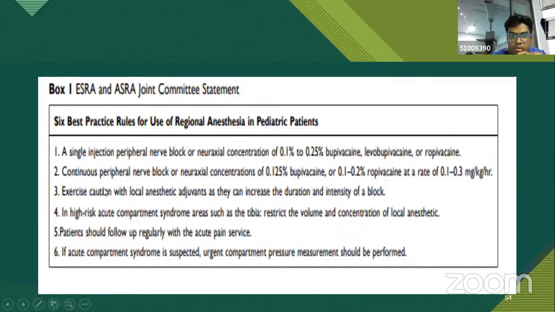Now, if you want to do a continuous peripheral nerve block, the concentration of the local anesthetic obviously should go down, and then the rate. With adjuvants, you have to be very careful, because they are going to prolong the intensity of the block. As I said, you restrict the volume and the concentration. Now, with compartment syndrome, after giving the block, you should follow up regularly. You should have rounds of your own. Then if it is suspected, compartment pressure measurement has to be performed along with the block.